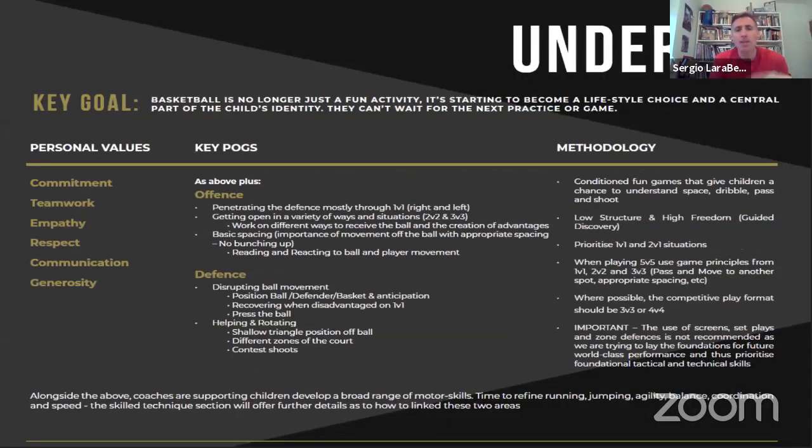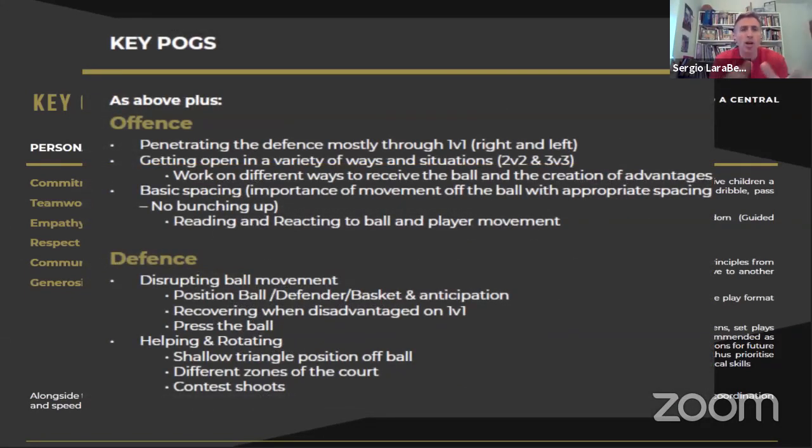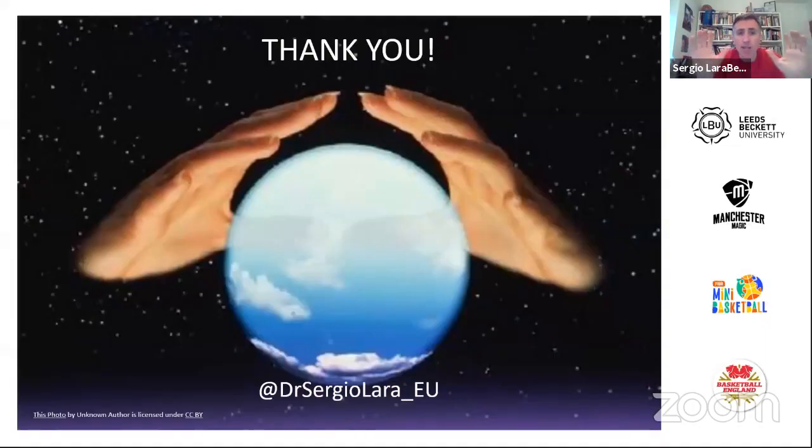Okay, and then, for example, the same with the under 12s. So what do we want to teach the under 12s? Okay, so as before, but then we start adding more detail to the offense and the defense. So we're still one-on-one, but now we want to be able to get open in different ways. Now the spacing, we are going to start really asking them to react to the ball movement. So what happens when the ball dribbles to you, when the ball dribbles away from you, and the same for the defense, okay? But we are constantly building from the game.